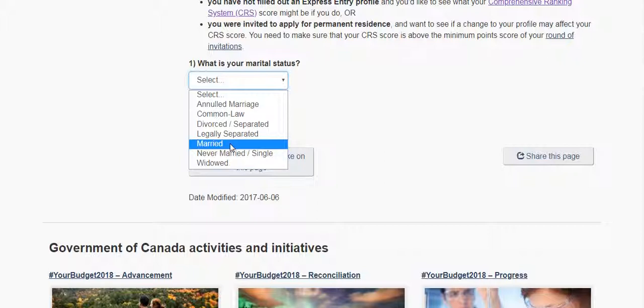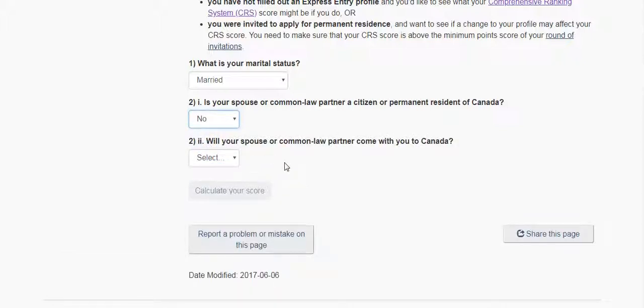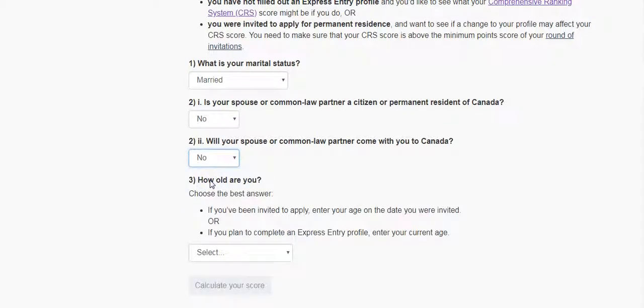So let me enter the details quickly. What's your marital status? I'm married, so I just enter married. Is your spouse or common law partner a citizen and permanent resident of Canada? Well, in my case, my spouse is not a permanent resident of Canada, so I enter no. Will your spouse or common law partner come with you to Canada? In case you want to take your spouse along with you to Canada, then you can enter yes, and otherwise you can just fill no. Let's see how much score it calculates both ways. So first of all, I'll enter no.